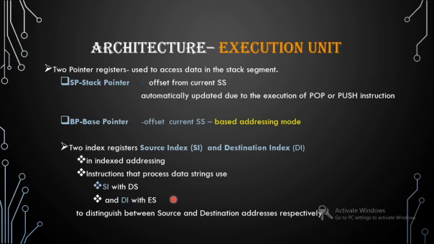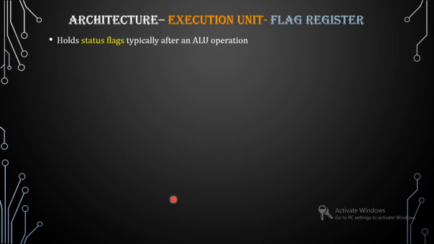So that's about the 8 registers in the execution unit. 4 of them are general registers, 2 of them are pointer registers, and again 2 are index registers. Clear? So the next one is the flag register in the execution unit. So what is a flag?